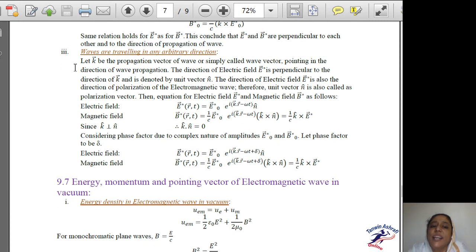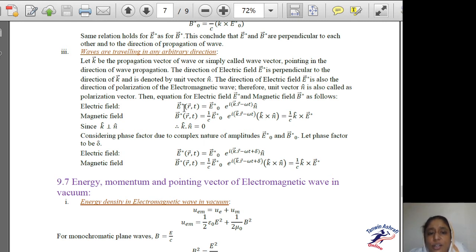Waves can travel in any arbitrary direction, and since in the previous two cases we considered that the wave is traveling in the z direction, let's suppose the wave is not traveling in the z direction. What will happen? Let k be the propagation vector of the wave, or simply called the wave vector, pointing in the direction of wave propagation. The direction of the electric field E is perpendicular to the direction of k, and it is denoted by unit vector n cap. The direction of the electric field is also the direction of polarization of the electromagnetic wave. Therefore, unit vector n cap is called the polarization vector.